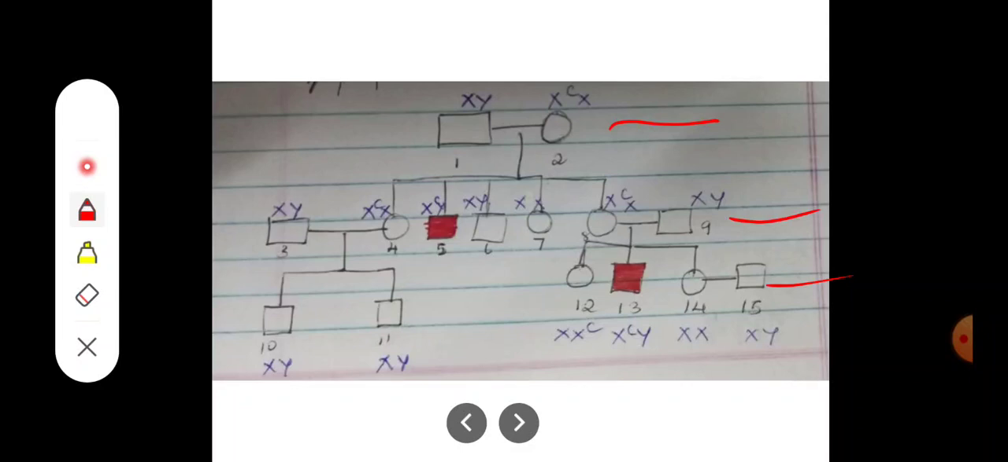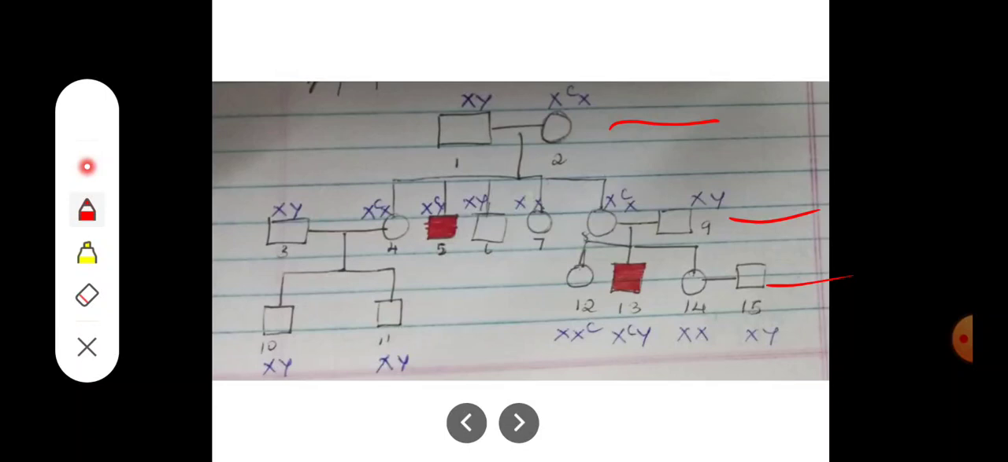So what you have to find out is the possible genotype of that particular individual. The question will be like that. They will ask you to find out any of the genotypes of a given pedigree chart.